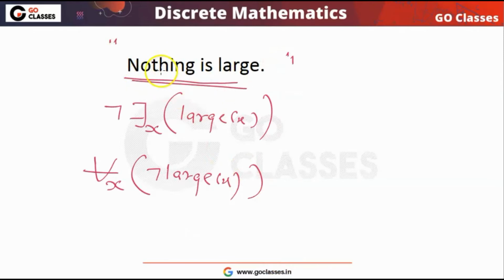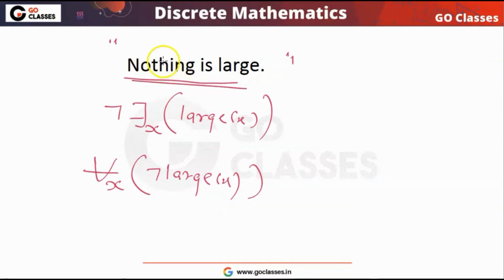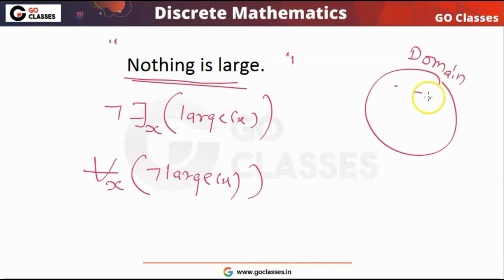See the difference between here and the last sentence. This sentence is saying that nothing is large, and that sentence is saying that no cube is large. In that sentence, for all x, if it is a cube then it is not large. But in this statement we are saying nothing is large, meaning in the domain, let's assume this is your domain, there does not exist any object which is large.